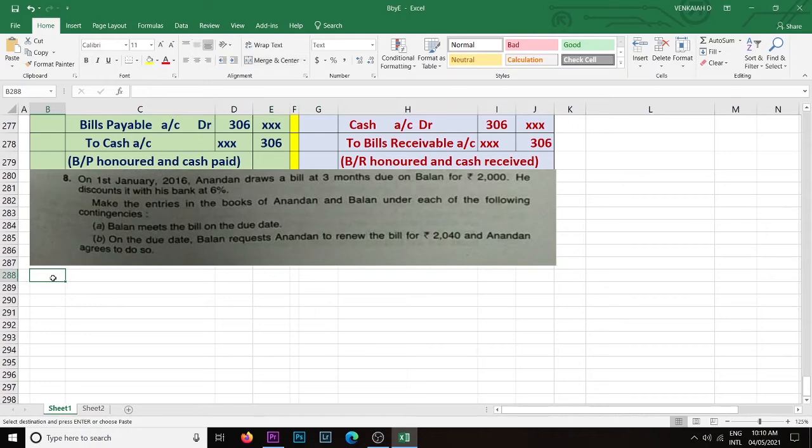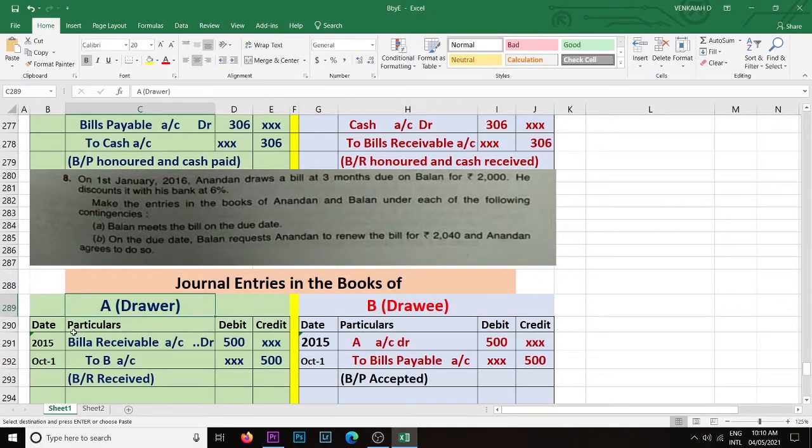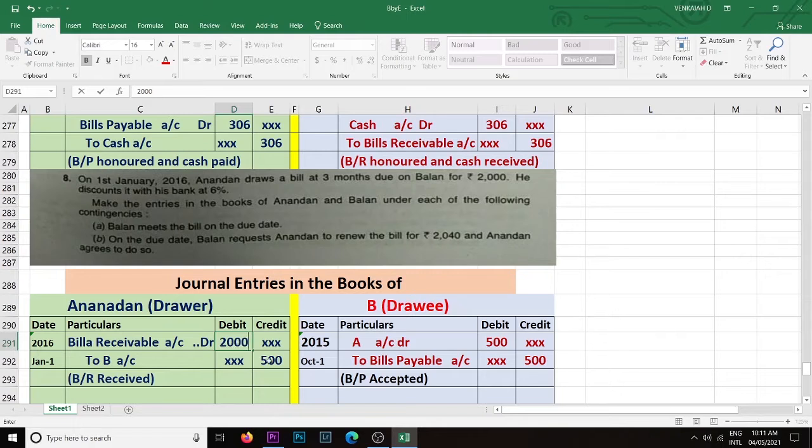Two parts are there. One is honor and one is renewal. On 1st January 2016, Anandan draws a bill for 3 months due on Balan. So here Anandan draws a bill for rupees 2000 on Balan's account. Balan accepted the bill, I think.